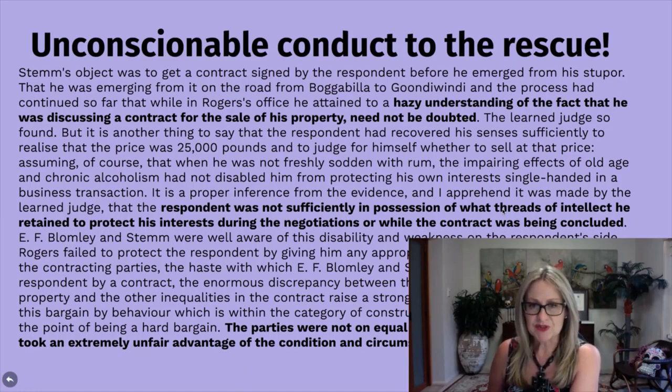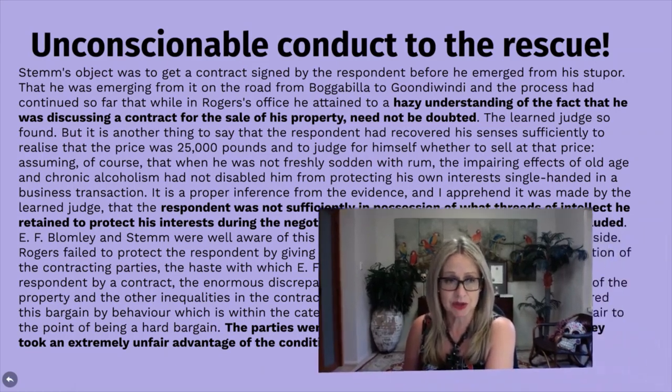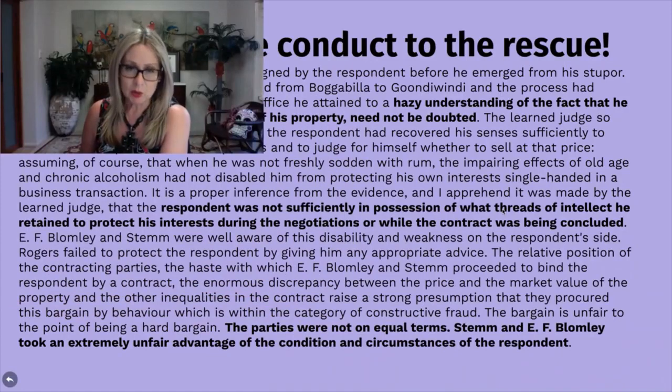It's a proper inference from the evidence that the respondent was not sufficiently in possession of what threads of intellect he retained to protect his interests during the negotiations or while the contract was being concluded. Blomley and Stem were well aware of his disability and weakness. Rogers, the solicitor, failed to protect him.